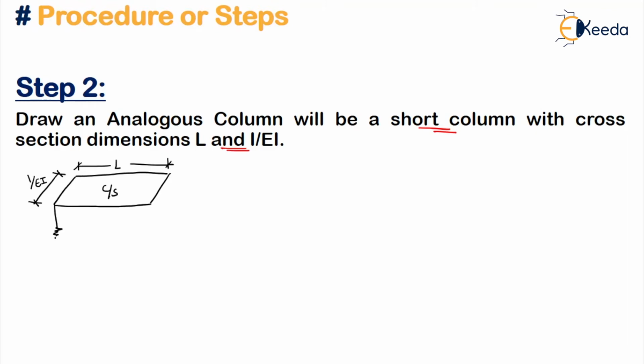So we have to select a column which has a cross section of 1 by EI into L, and it should be a short column. It cannot be a long column. So it should be a short column. Right. So what is this height? This height, let us take it as a short column. Understood? So this cross section will be rectangular.